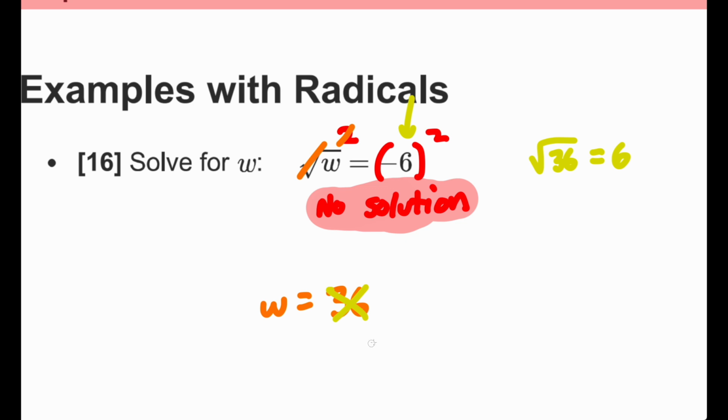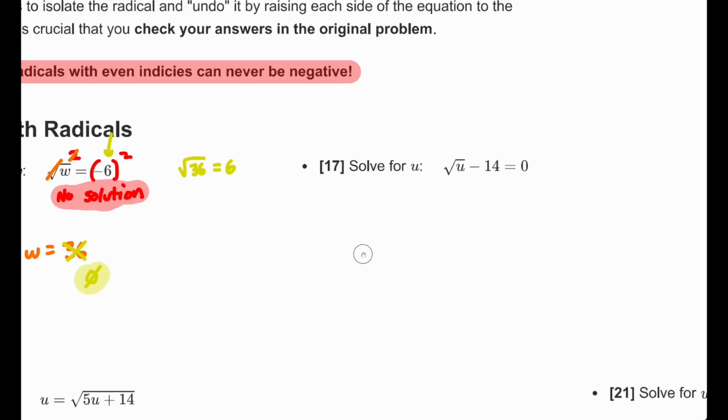There's no other answer that works. So again, you're just going to get no solution anyway. So when in doubt, check your work, and a lot of times it'll actually show whether something works or not, and then you'll know if it's no solution. Or you can just remember the rule, even indices cannot have negative solutions.